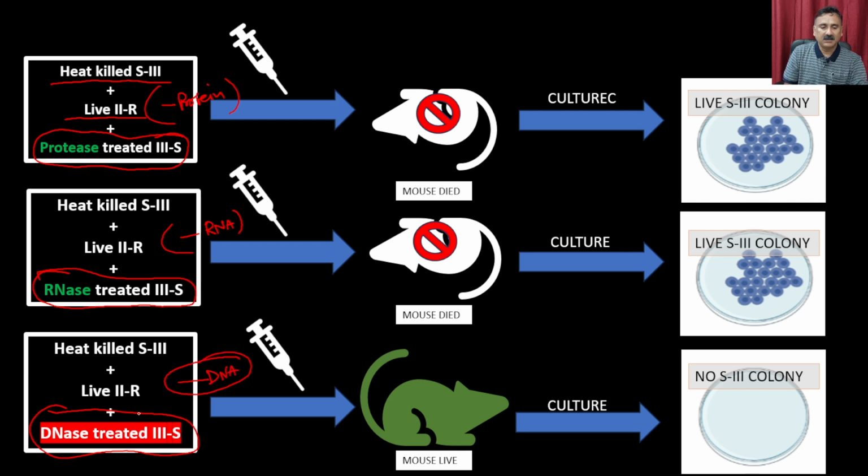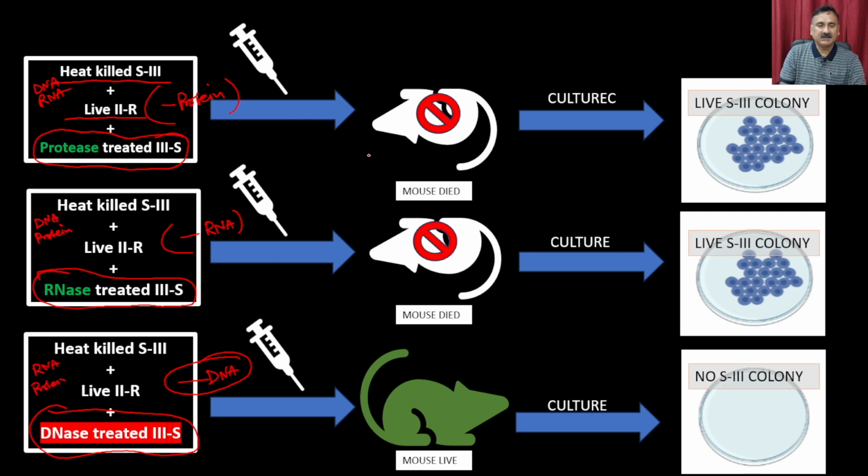This means in one reaction you have the DNA and RNA present, because the protein has been removed by treating with protease. In the next one, since you are removing the RNA, you are going to have the DNA and protein. And in this one you are going to have the RNA and the protein, because you have removed the DNA.